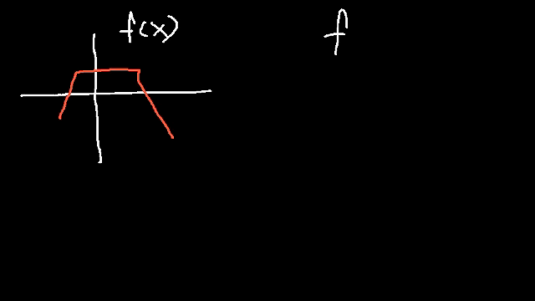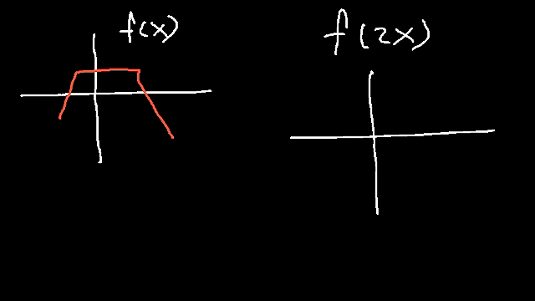Now what about putting a 2 on the inside? What effect will that have on the graph? This is going to be a horizontal shrink by a factor of 2. So the y values will be the same, but the x values will be half of what they were. So it shrinks horizontally.